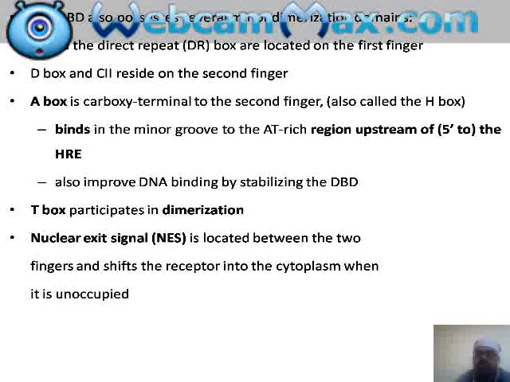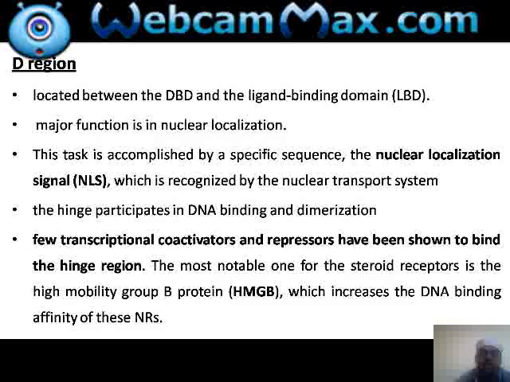When we look into the D domain of this structure, we will find that the D region is located between the DNA binding and the ligand binding domain, and its major function is nuclear localization. So it has a nuclear localization signal. If its function is nuclear localization, it must have a nuclear localization signal, and this is recognized by the nuclear transport system, right?